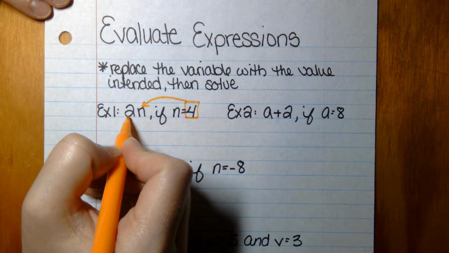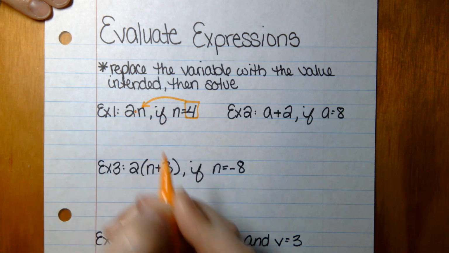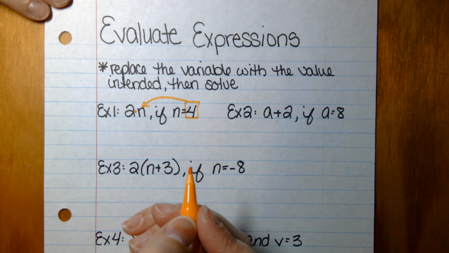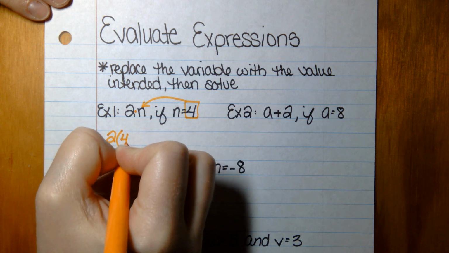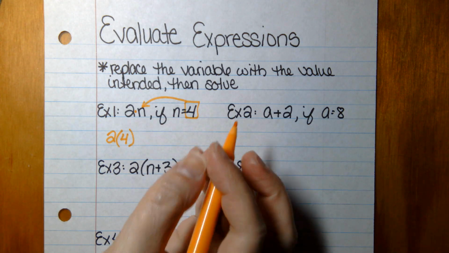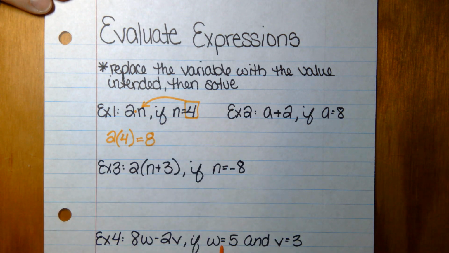So I'm going to take this 4 and plug it in for that n. Remember, if you have a number and a variable touching with no operation, it's understood to be multiplication. So you're going to write it as 2 times 4, not 24. That's the biggest mistake. So now I have 2 times 4. I always put it inside of parentheses, so I know that I've replaced it, is going to equal 8.